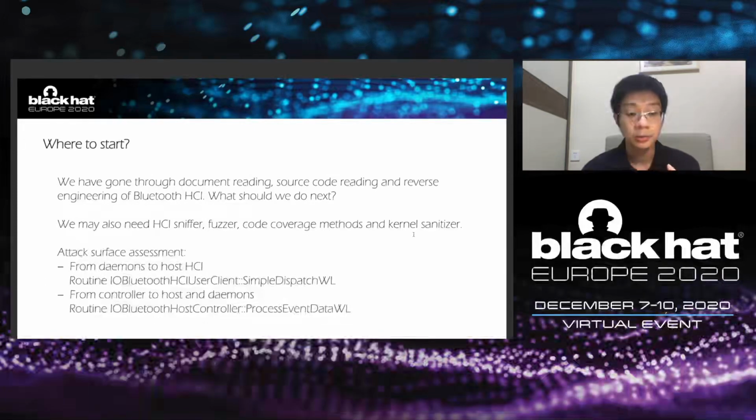Then we need to do attack surface assessment. After reverse engineering, I found that there are at least 2 attack surfaces that we must consider. Simple dispatch WL is responsible for managing the data flow from daemons to the HCI, while the function process event data WL is in charge of the state machine from the controller back to the host.